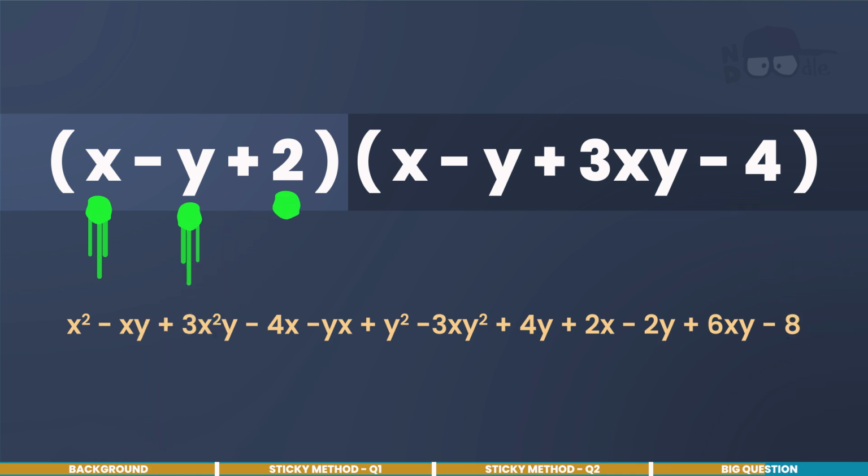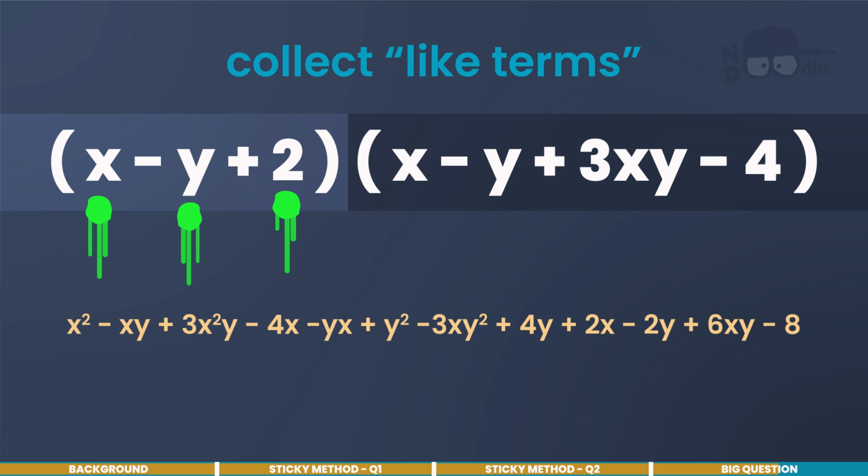Let's check how many items we have. We've got 1, 2, 3, 4, 5, 6, 7, 8, 9, 10, 11, 12. And that is what we expected with 3 items in the first chunk and 4 items in the second chunk. To reach our final answer, all we need to do is collect like terms. Let's go through them and tick them off as we use each one so we don't make any mistakes.